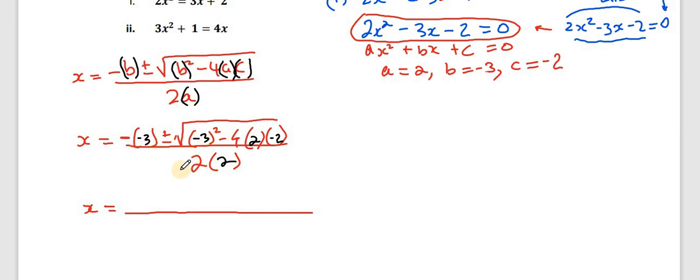We're just going to work this out. So the plus and minus, we're going to put that back. We're not going to use the square root sign as yet. We put it back until we're ready to use it. We're going to work out everything else.